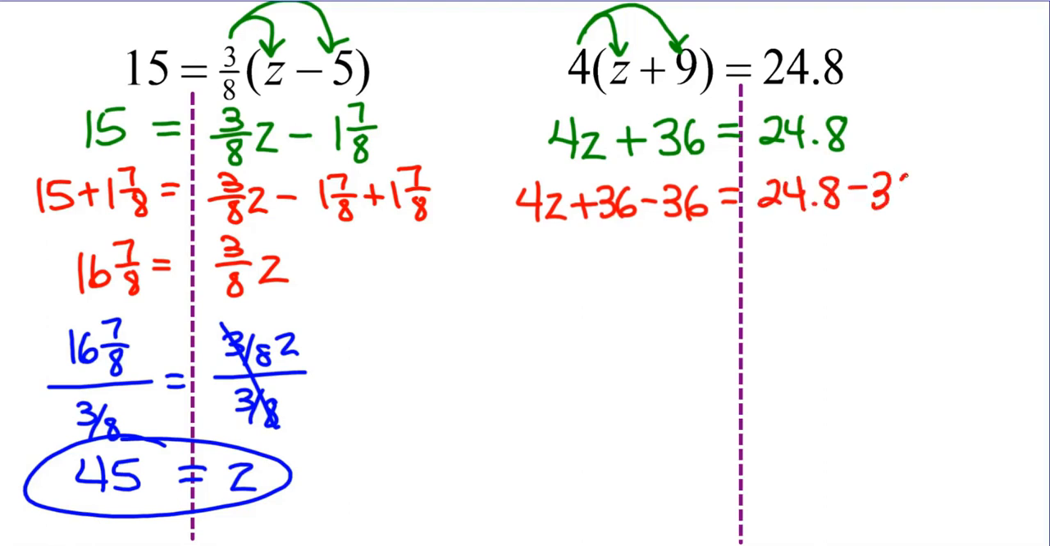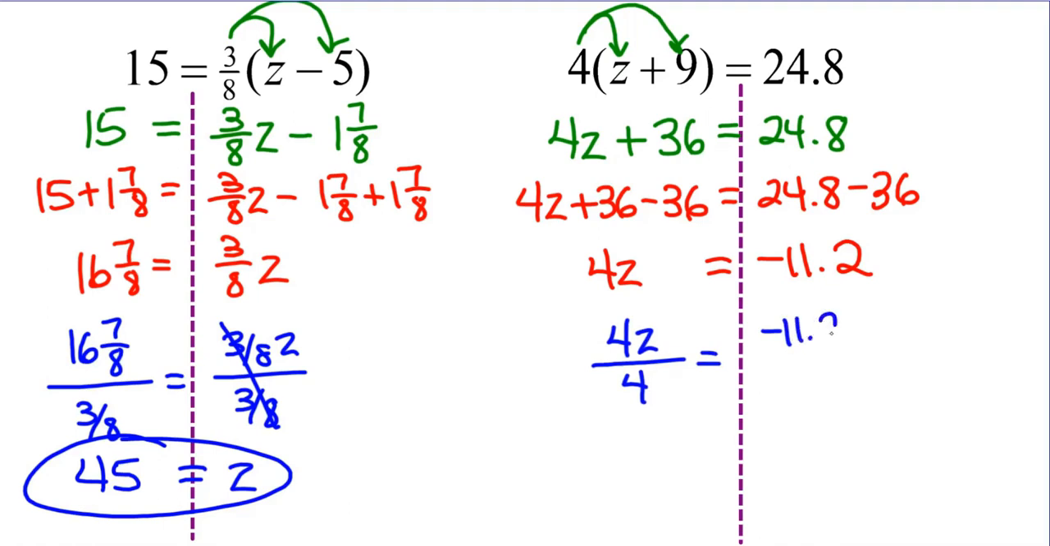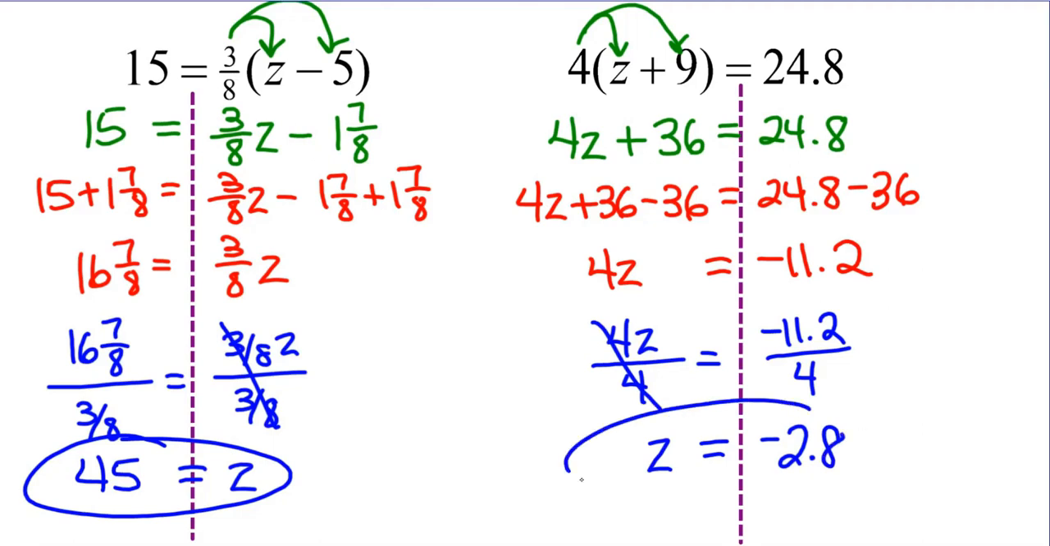24.8 minus 36. On the left-hand side, these become 0, and all I have is 4z. And 24.8 minus 36 is 11.2. And that was step 2. Step 3, undo the multiplication. 4 times z, I'm going to divide by 4. And I'm going to divide the right-hand side by 4 as well. Again, these two cancel each other out. Z is equal to 11.2 divided by 4, which is negative 2.8.